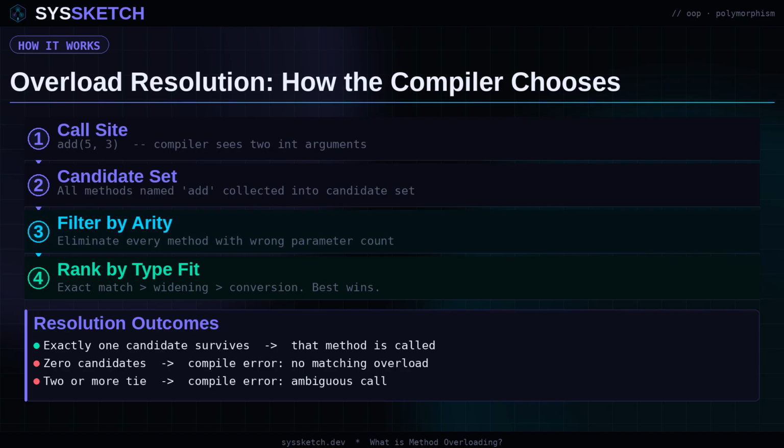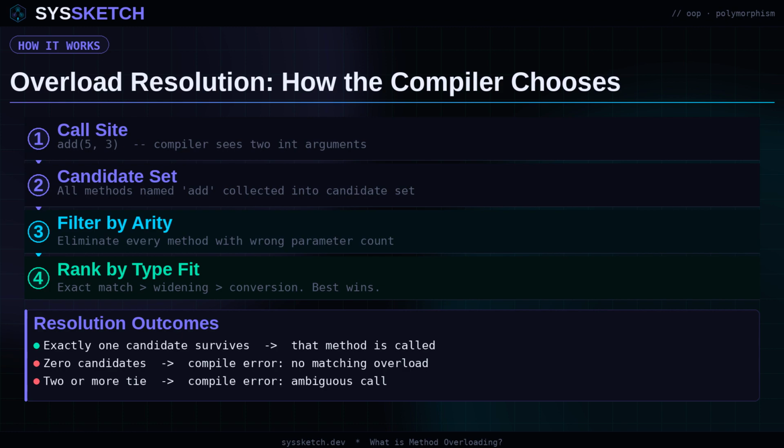Under the hood, method overloading is a form of static polymorphism. The dispatch decision is made at compile time, not runtime. The compiler looks at the call site, how many arguments and what types. It then matches that signature against every overloaded version of the method. This lookup is called overload resolution.